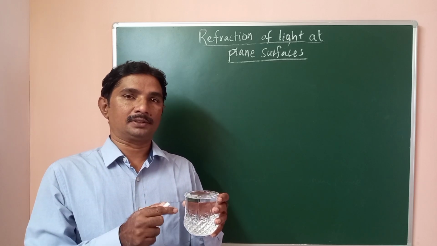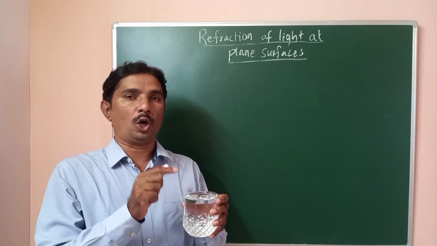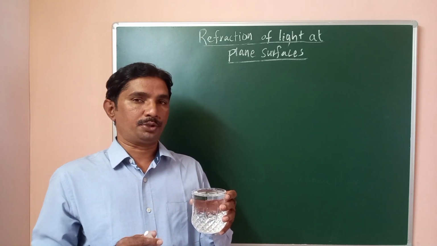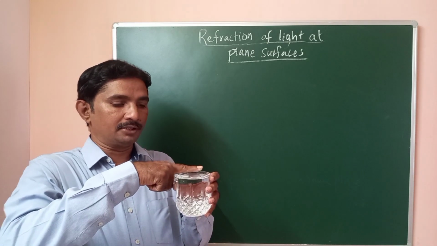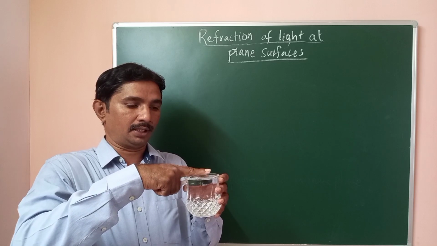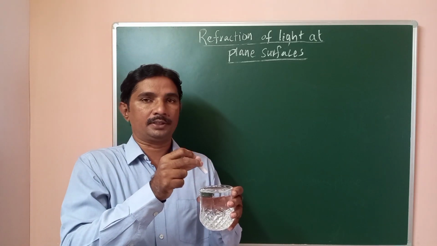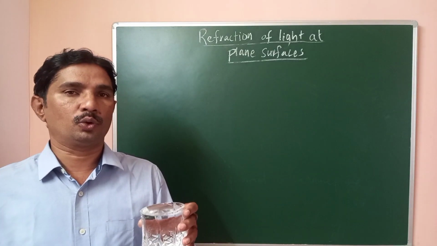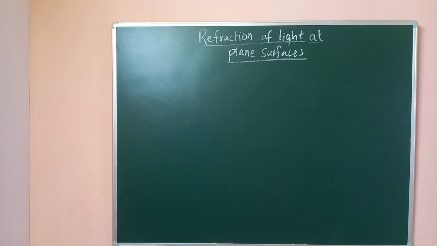How light travels at plane surfaces. After meeting a plane surface, how it travels, we are going to study. Refraction of light at plane surfaces. This is a plane surface. Water is now a plane surface. This part of water is a plane surface. When light is incident on this surface, what is going to happen, how is the light going to travel? That's what we are going to study now.